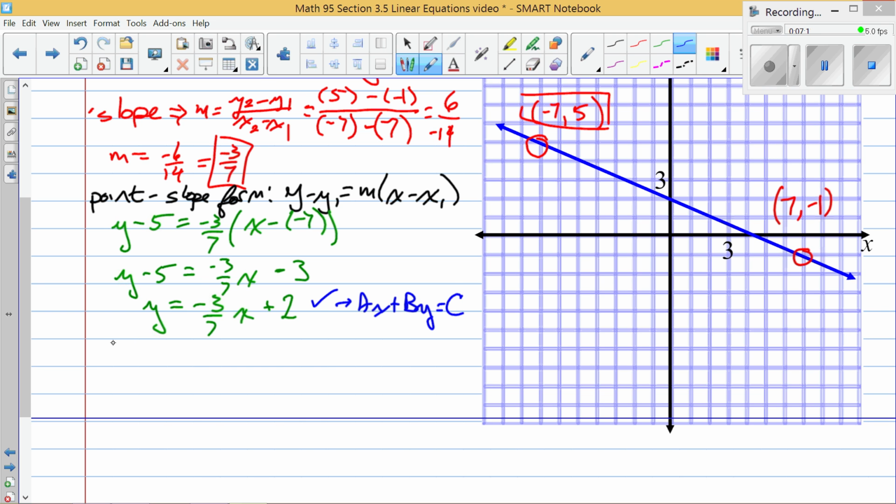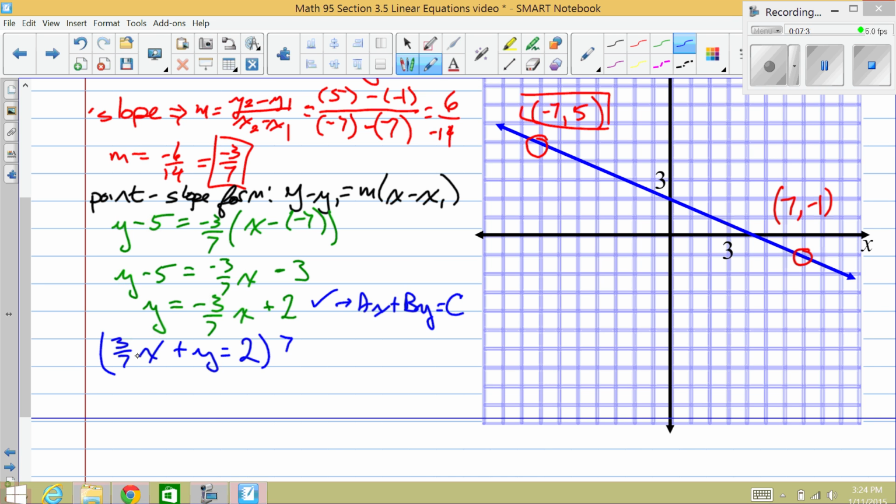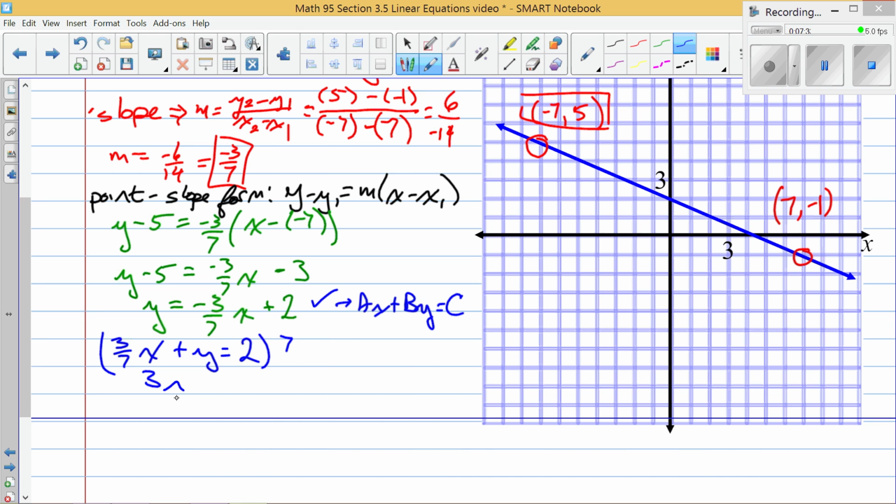I add my x over, and I end up with 3/7 x plus y equals 2. But remember, one of the qualifications of standard form is that a, b, and c have to be whole numbers. I have to turn this fraction into a whole number, so I'm going to multiply everything by 7. This is going to leave me with 3x plus 7y equals 14. And that is the equation of my line in standard form.